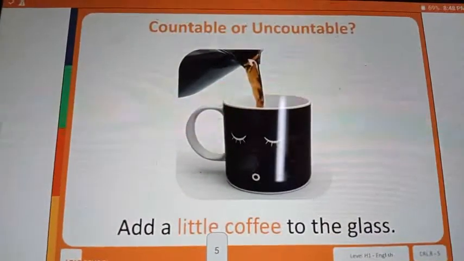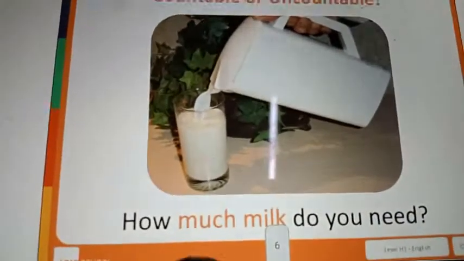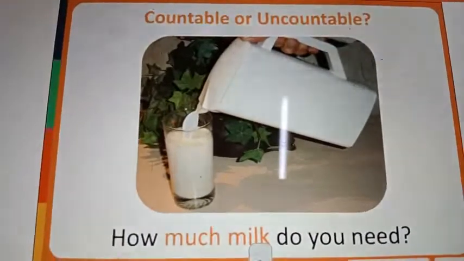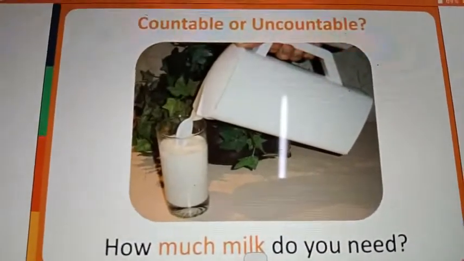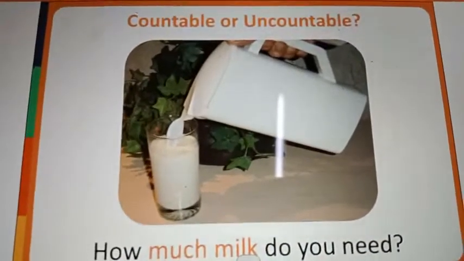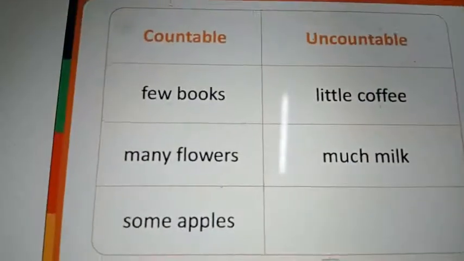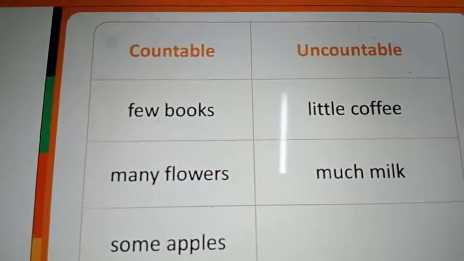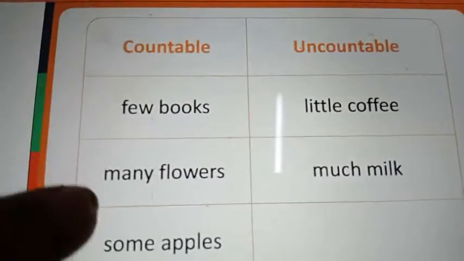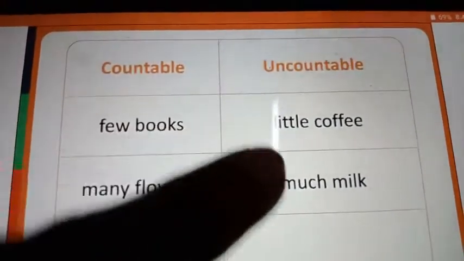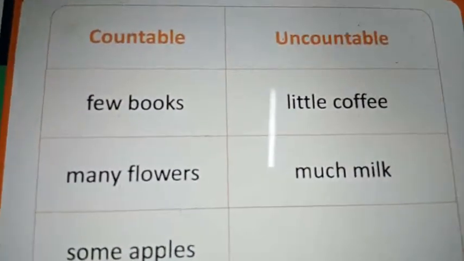Yes, this is uncountable. Next, how much milk do you need? Is this countable or uncountable? Yes, this is uncountable. Let us find out the answers. Countable nouns: few books, many flowers, some apples. These are all countable. Uncountable means what? Little coffee, much milk, right?